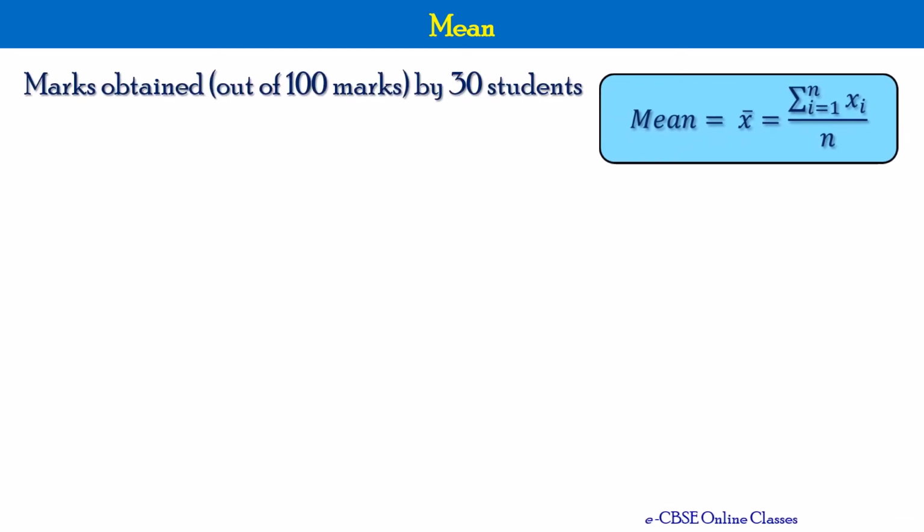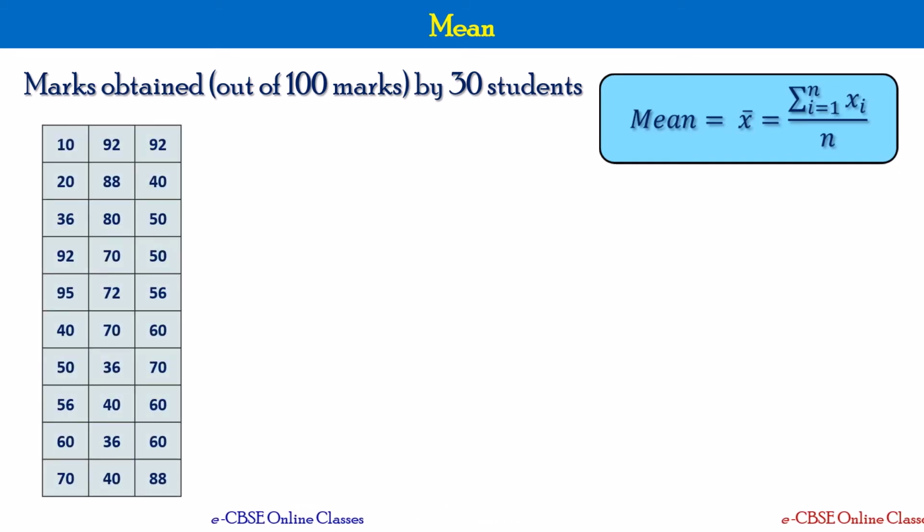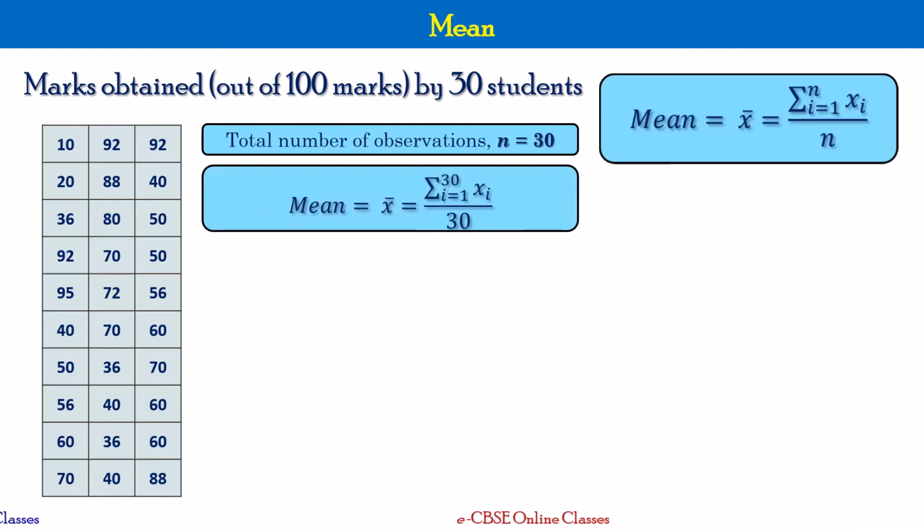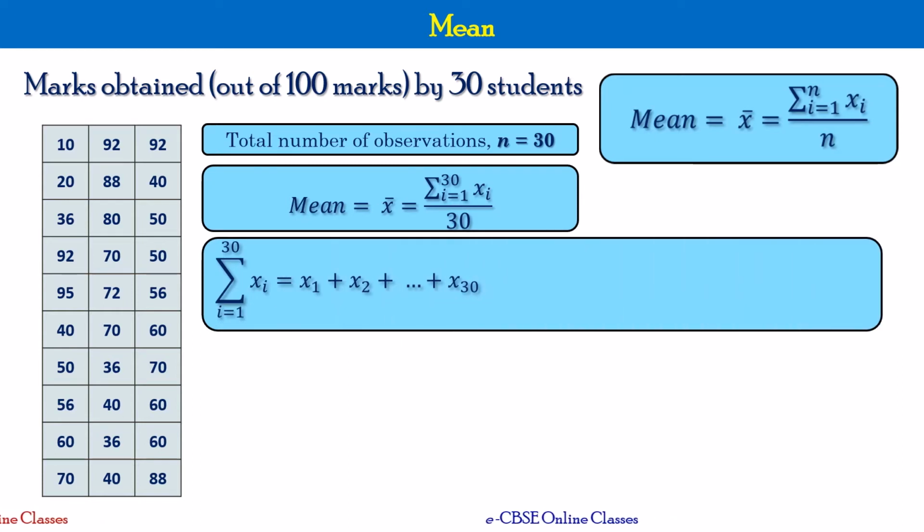So you remember the problem that we worked in the first video of statistics, marks obtained by 30 students out of 100 marks. And the table looked like this. So here my total number of observations is 30. So if I substitute n as 30 in the formula, x bar becomes summation of xi, where i is running from 1 to 30, divided by 30. Okay. So how do you calculate the numerator in this formula? Summation of xi is equal to x1 plus x2 plus and so on x30.